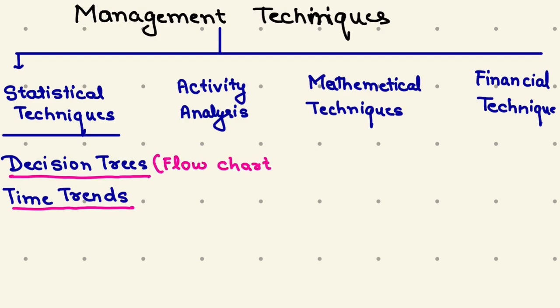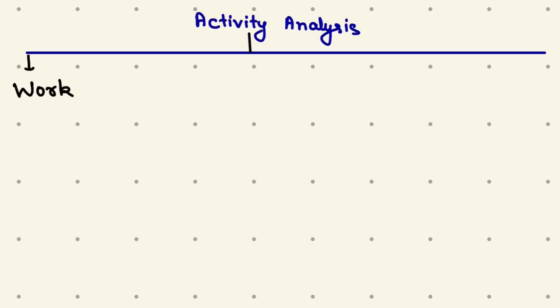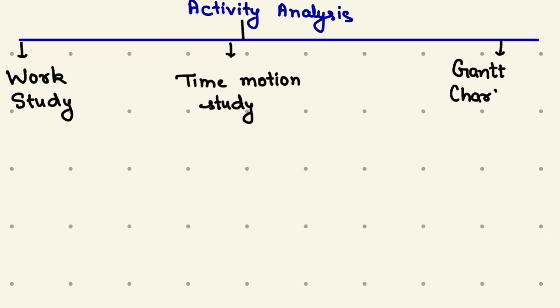For example, using a flowchart for diagnosing tuberculosis. Now, time trends include forecasting, predicting the data based on wisdom or previous data. Let's talk about activity analysis, which includes work study, time motion study, and Gantt chart.